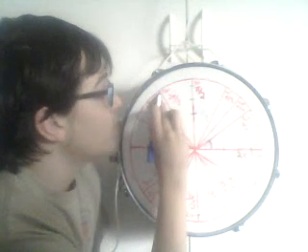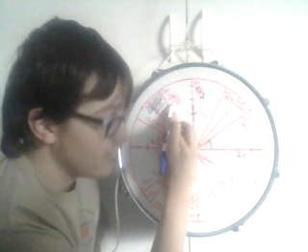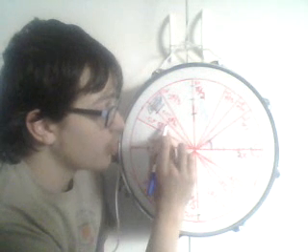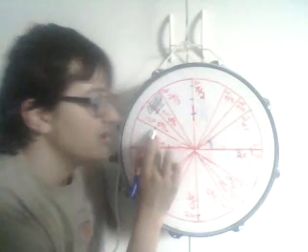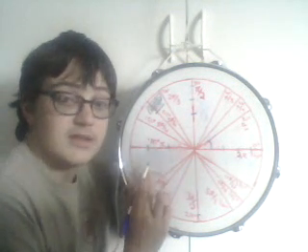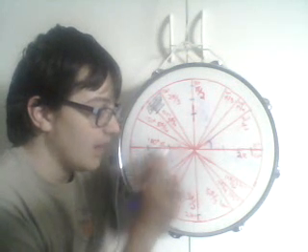This line is 120 degrees, or 2 pi over 3 radians. This line is 135 degrees, or 3 pi over 4 radians. And this line is 5 pi over 6 radians, or 150 degrees. This line is 180 degrees, or pi radians.